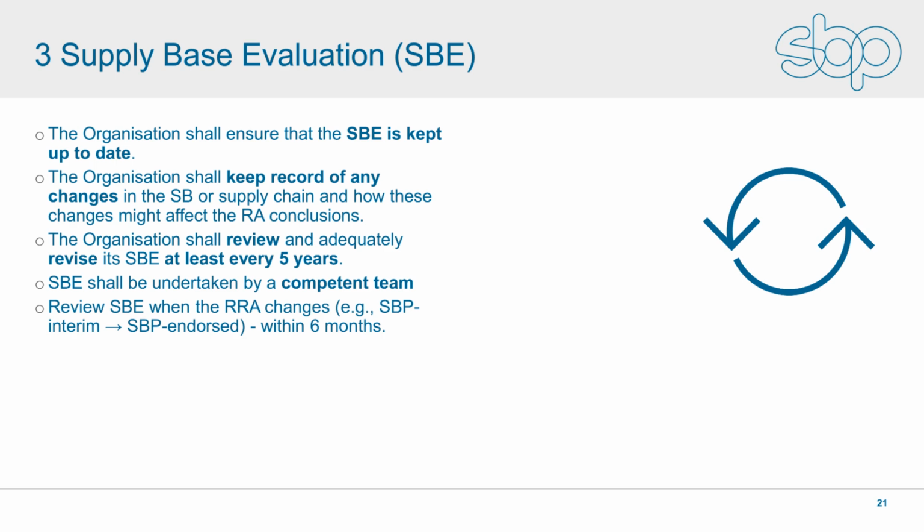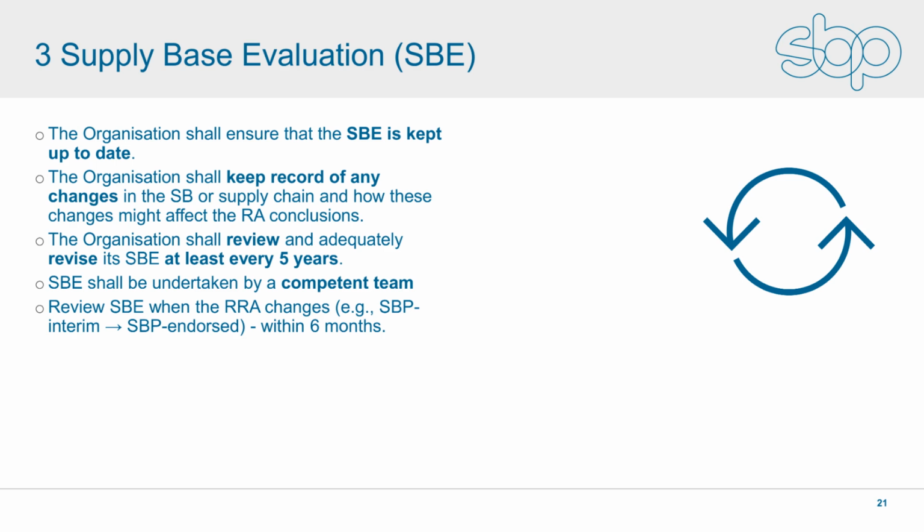A few further requirements apply to the supply-based evaluation. The organization must keep the SBE up to date, keep records of any changes, review and revise it at least every 5 years, and make sure the SBE is carried out by a competent team. Let me be specific about when the SBE needs updating. If changes in the supply base or the supply chain affect the conclusions of the risk assessment, the organization must alter the risk management plan, and that triggers an immediate review and, where necessary, a revision of the SBE.